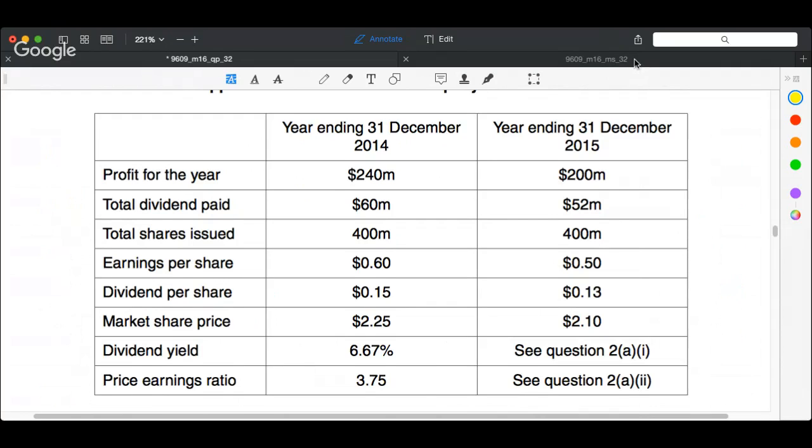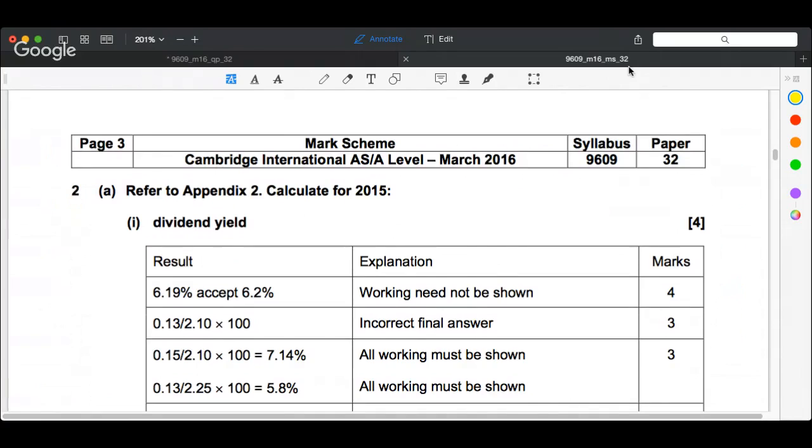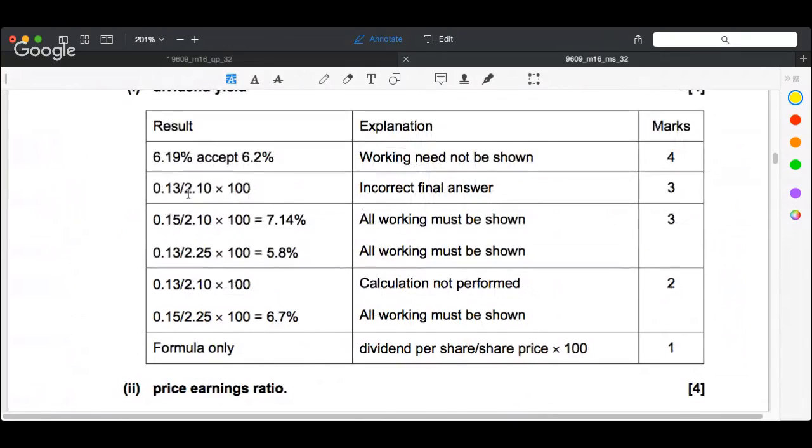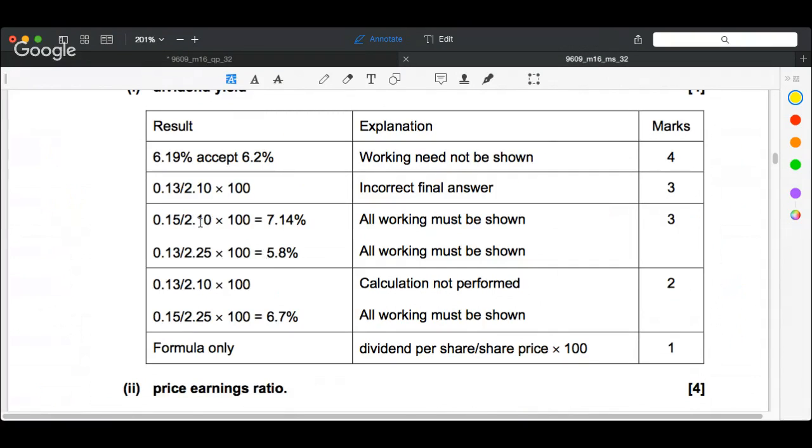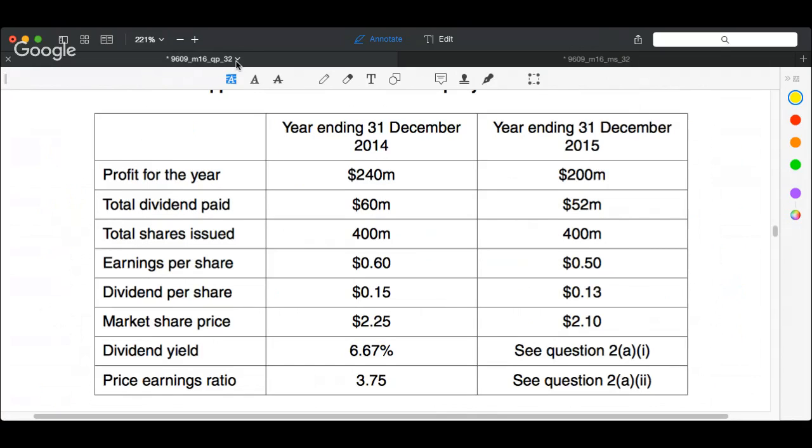Yeah, that's absolutely right. Okay, and so they're just showing you other ways of miscalculating. I didn't quite understand. So what I think is they've used the other year, haven't they? So if you got 0.15 divided by the 2.10, or if you messed up your years, you can still get 3 out of 4 marks. Because that's the wrong year for the dividend, but the right year for the market share price.